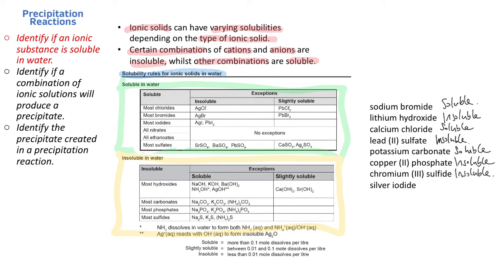And then we finally look at the next one, silver iodide. We look for iodide here. Most iodides are soluble. We check if it's an exception. So we check for silver. Silver is Ag, so yes, it is an exception. So it is insoluble.